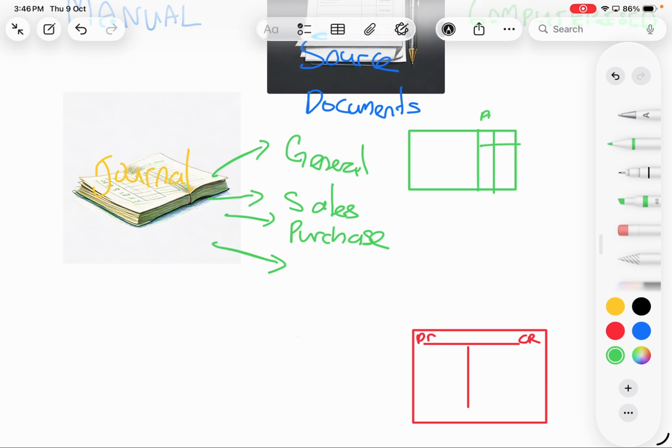Basically, there is debit and credit for the general journal, right? Then you will enter here and here, then that's it, done. Is it okay? Then for sales and purchase, you will straight away have the total over here, and that's it. This total you will post accordingly, right? Is it okay?